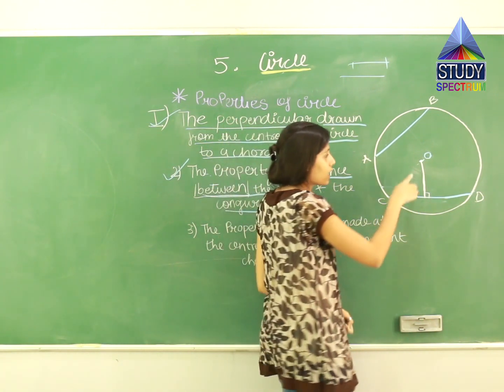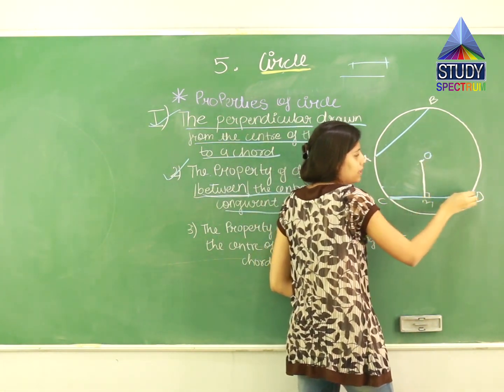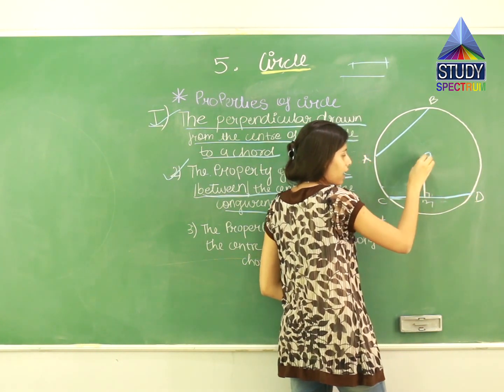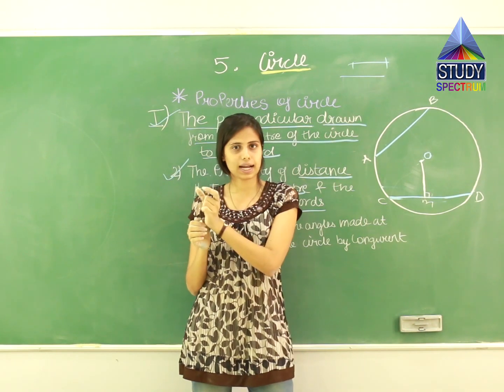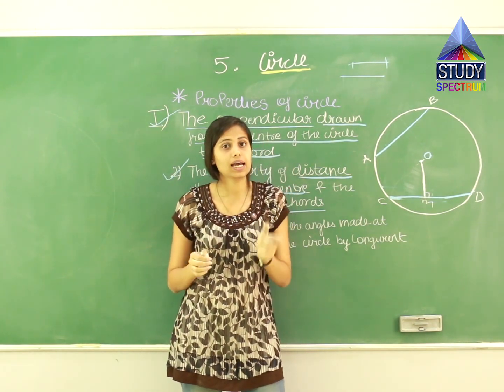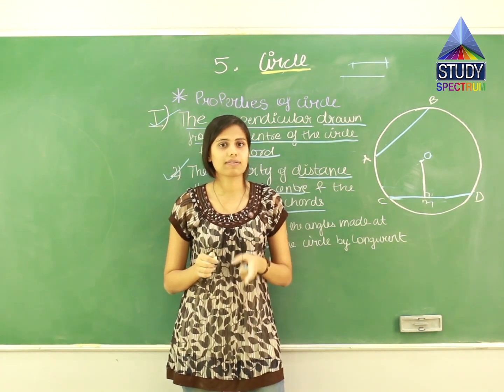Means what? Angle O, suppose this is M. Angle OMD is what? 90 degree. Angle OMC is what? 90 degree. Because if one angle is 90 degree, the other has to be 90 degree. Supplementary angles, right? We have already learned this in 7th standard.